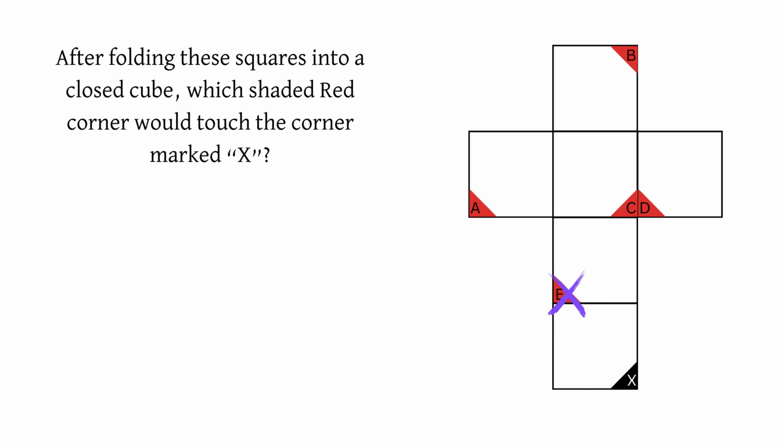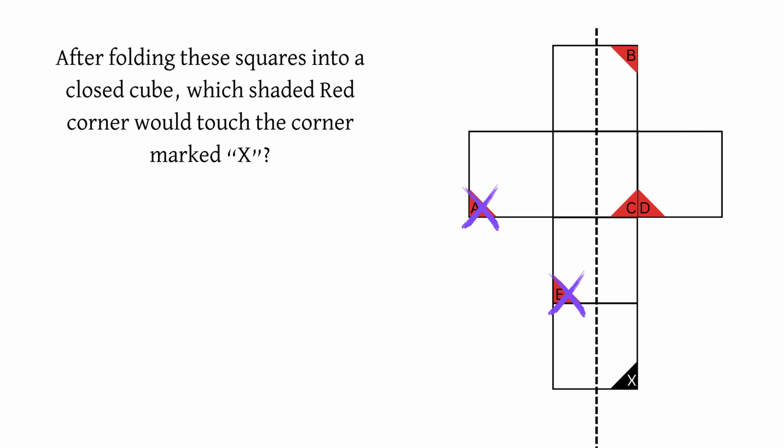The second step is to separate the cube into halves. If I cut the flattened cube down the middle vertically, we can see the X is on the right side. As the square with X is folding up vertically, it will stay on the same side, so we can eliminate any answer option with the red corner on the left. So let's also eliminate option A, leaving us with options B, C, and D.